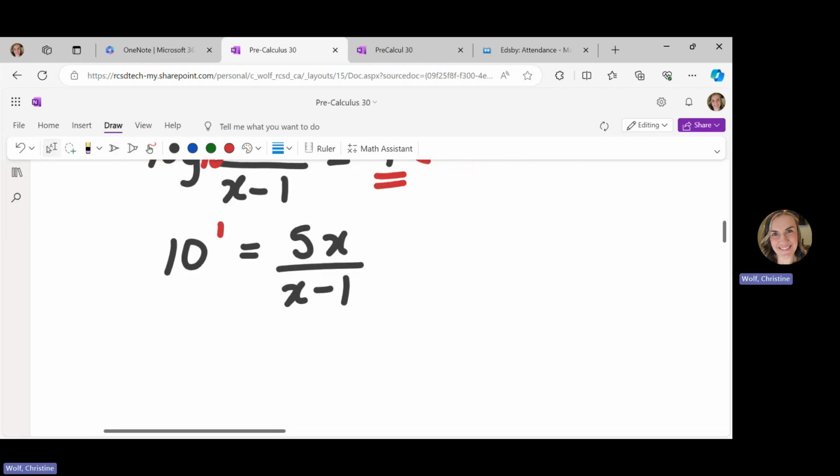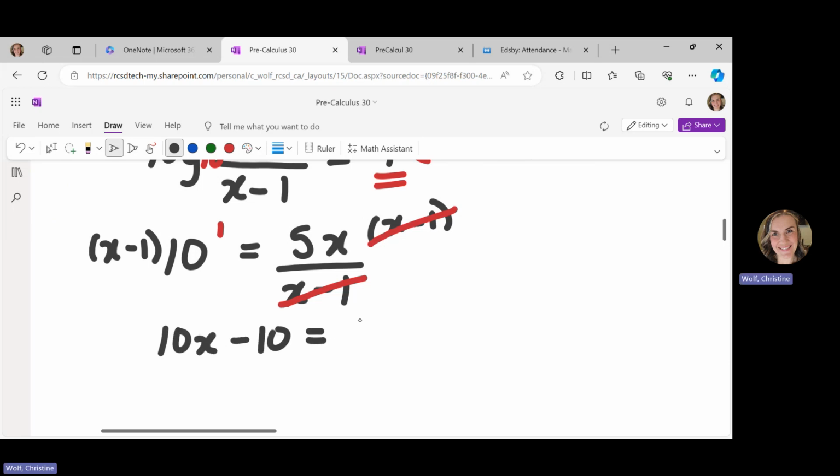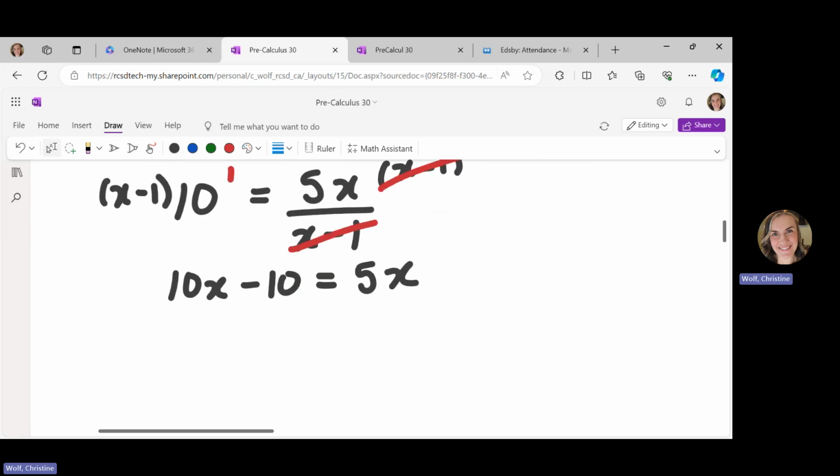So to solve for x, I see I have a denominator. I'm going to get rid of my denominator because we don't like fractions when we're solving. But just remember, what you do to one side, you have to also multiply to the other side. So on my left-hand side, I'm going to distribute that 10 in. I have a bracket. So 10 times x is 10x, and -1 times 10 is -10. And on my right, I just have 5x. So there you go. Now everyone knows how to solve that.